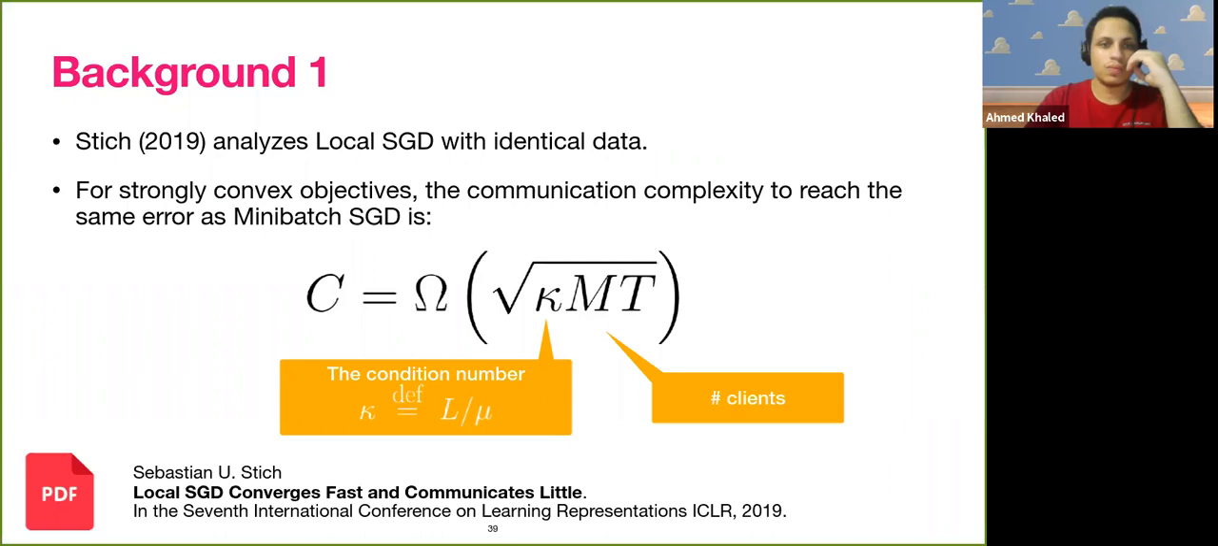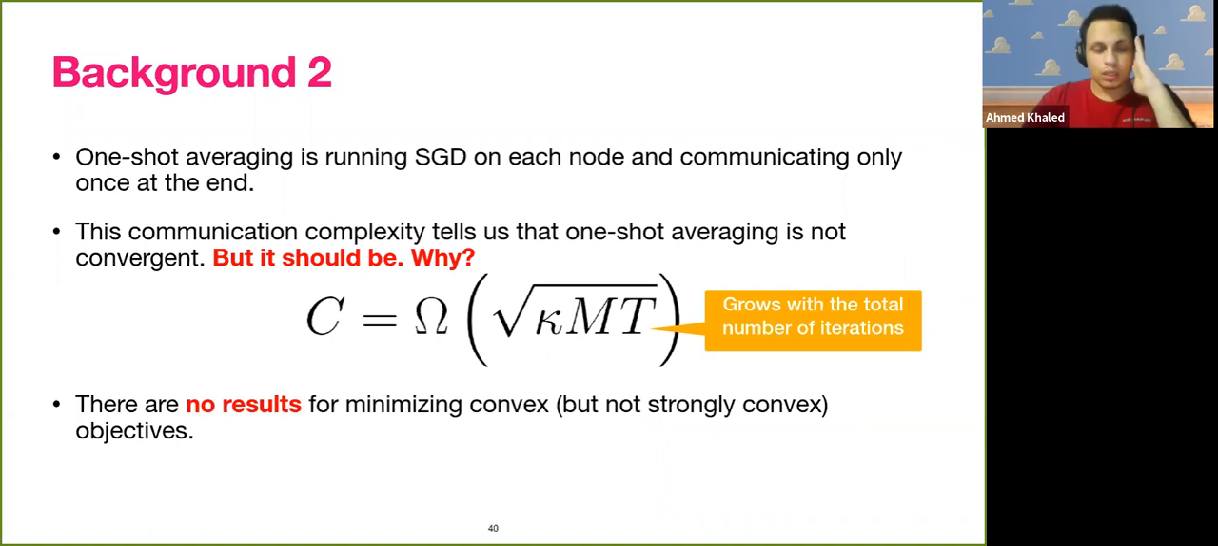Okay, so there are several issues, and one of them is we don't really get that one-shot averaging converges. By one-shot averaging, I mean you just do T steps on each node, and then you average at the end. And this should converge if you have identical data. It should basically be at least as good as just doing it on one node, because when you average, by Jensen's inequality, your solution will never get worse.